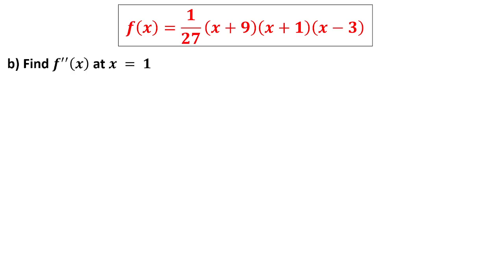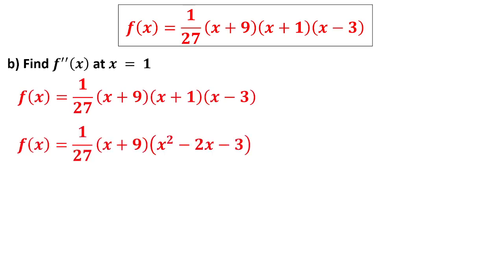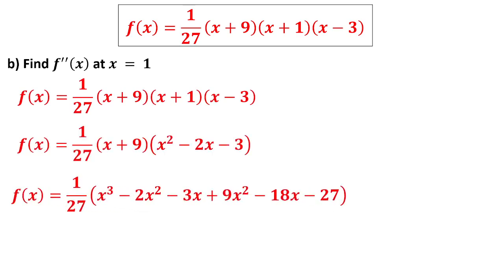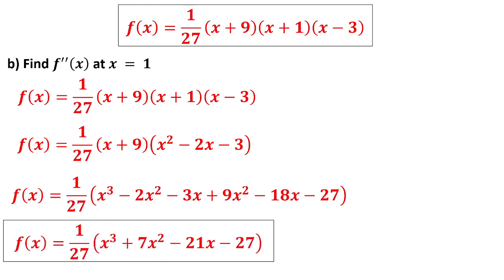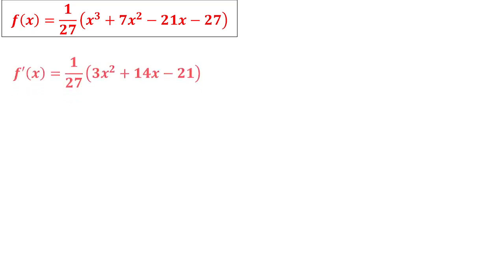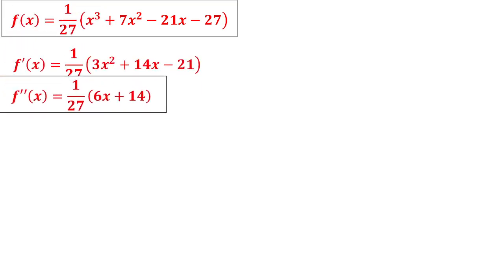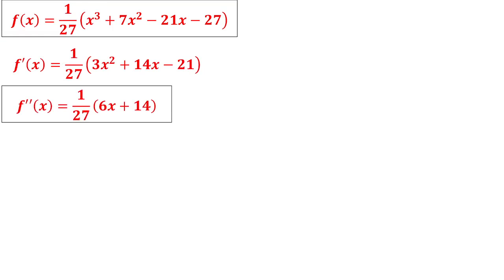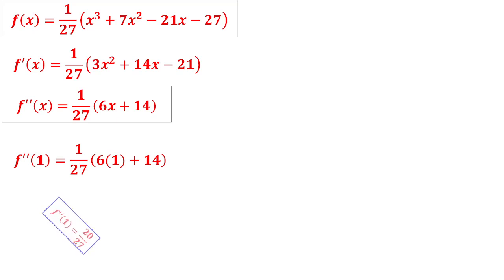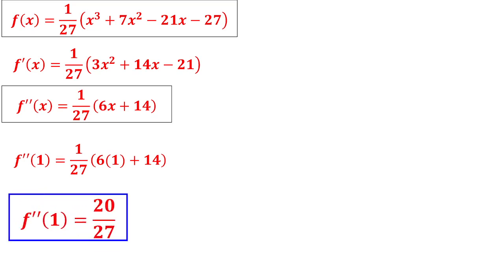Let us go to question number 2. Find f dash of x, f double dash of x. Differentiate it once. And before you differentiate for the second time, let us now expand the bracket and convert it into a cubic polynomial on the right hand side. And now I am finding the second derivative. It is 1 by 27 into (6x + 14). Now I have to find f double dash of 1. It is 20 by 27.